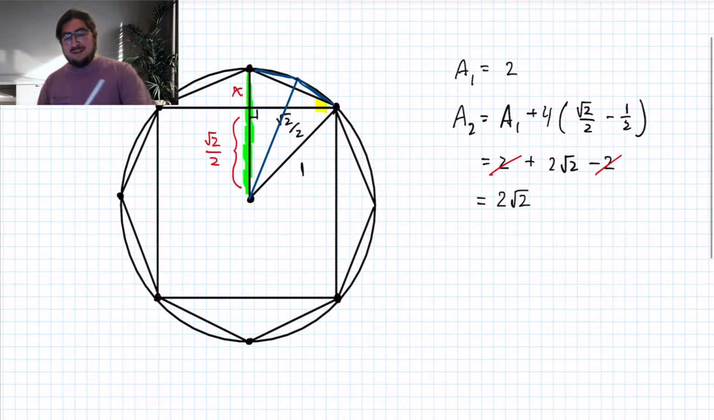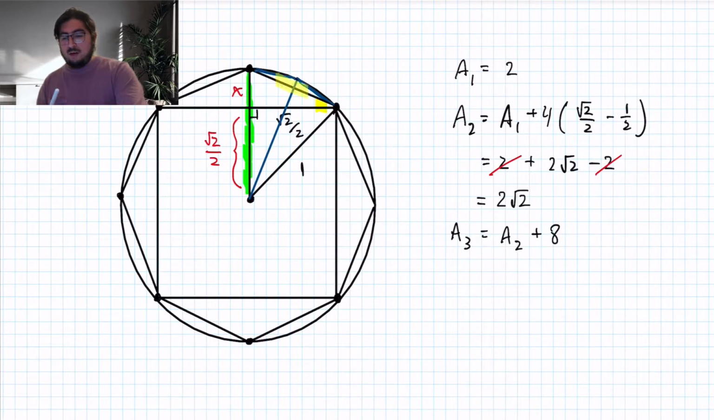Now, what do you think the area will be? What is A3? Well, it's the previous area, which is the area of the octagon, A2, plus 8 new triangles. Notice we have one triangle here. We'll have one triangle here, here, here, here, and here. One for each of the previous sides, which were 8 of them, right? So I hope that makes sense. Okay, so now the question is, how do we find the area of that triangle?